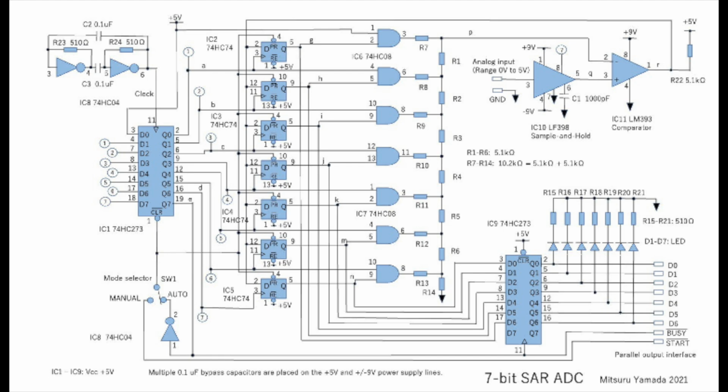In this case, it works by comparing the analog input voltage with a reference value, adjusting the guess value based on the comparison, and repeating the process. This iterative approach continues until the ADC reaches the desired bit resolution, in this case a 7-bit output.